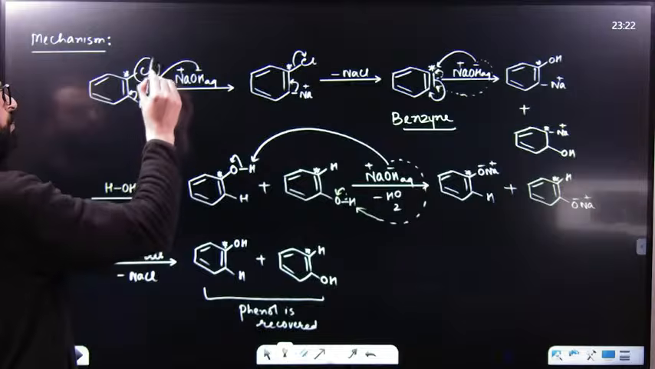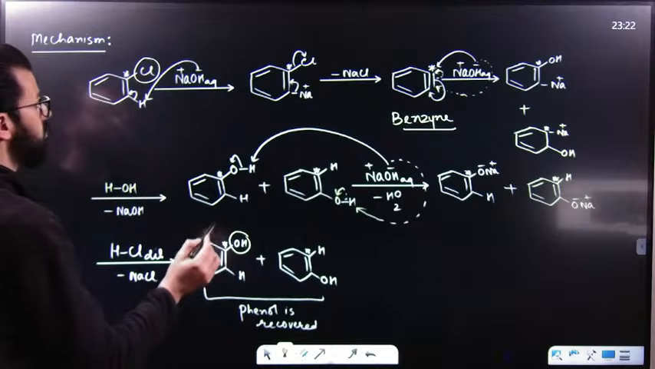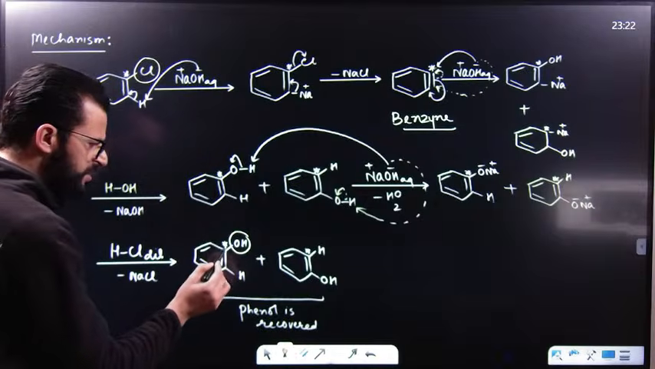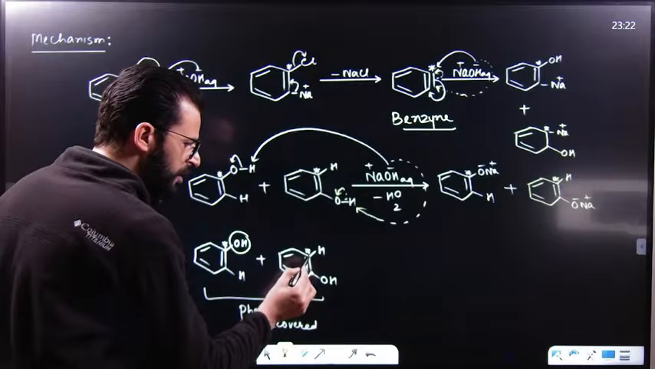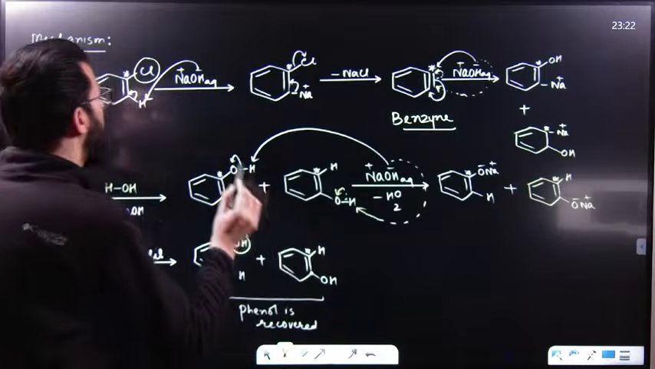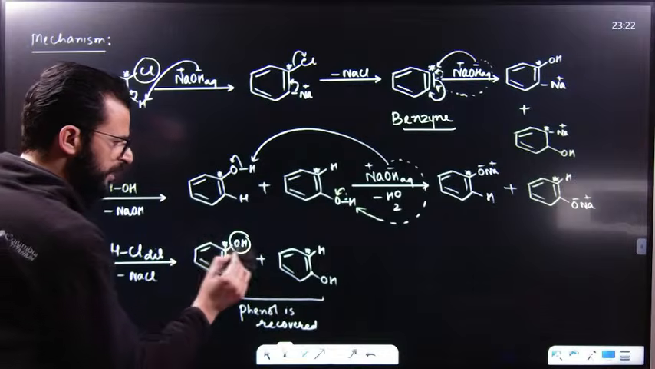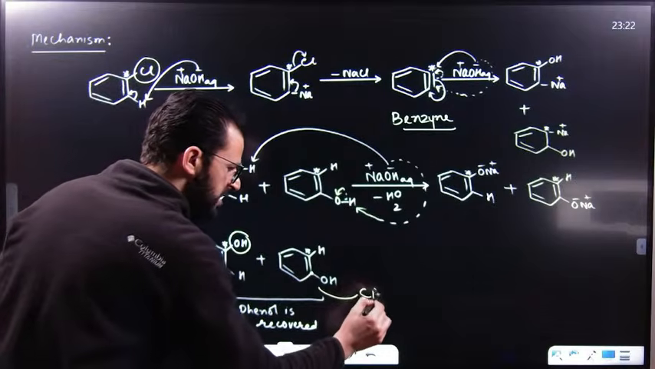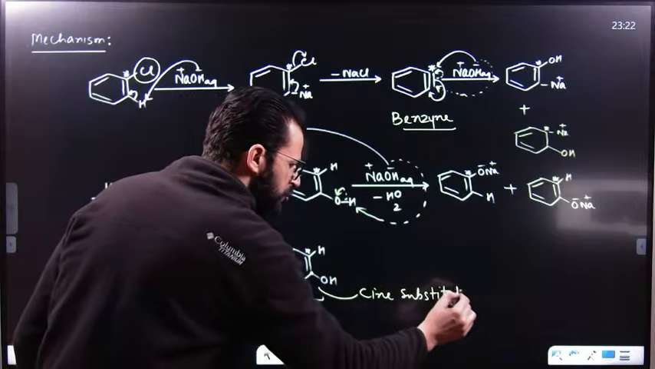Cl was attached to this position. Cl can be replaced by OH at the same position, or OH will come to that position which is adjacent to the position attached to the leaving group. This is known as the normal nucleophilic substitution product, but this product is known as the cine substitution product. Which is known as the cine substitution product?